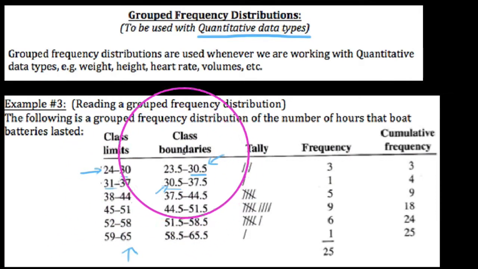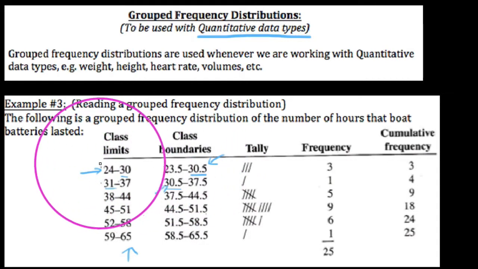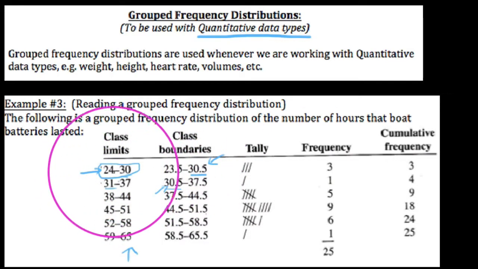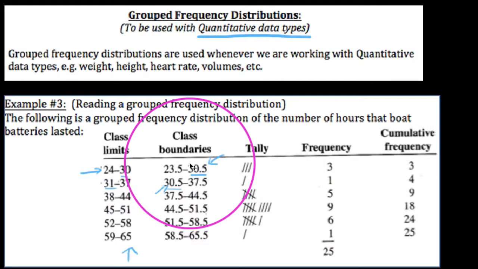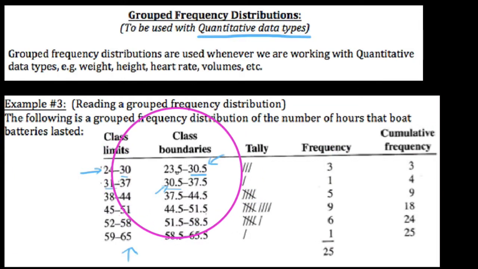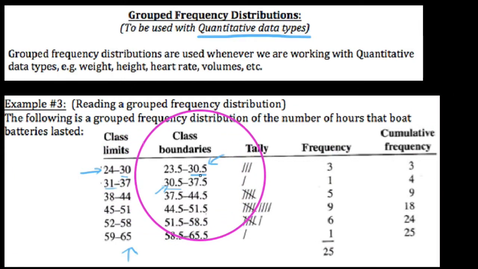Okay, so it's important to note when you read the class boundaries of a table, this first one says here you'll include data between 24 and 30, but the class boundaries, you read it as this: 23.5 hours up to, but not including, 30.5 hours, okay?